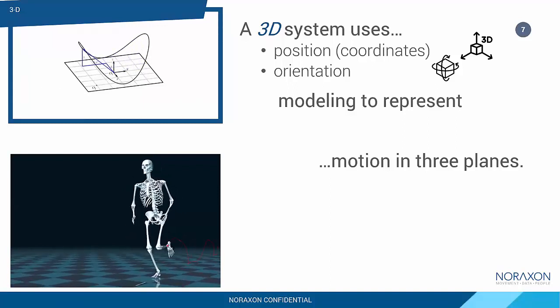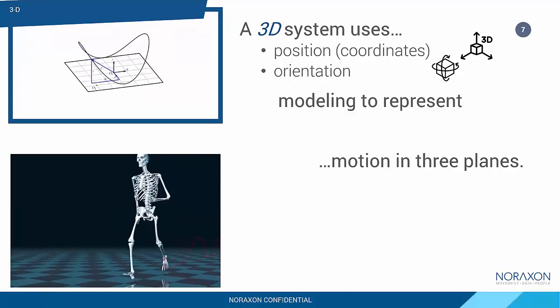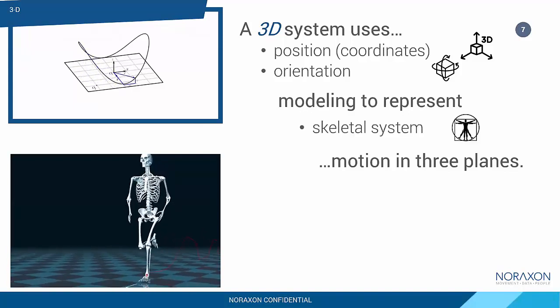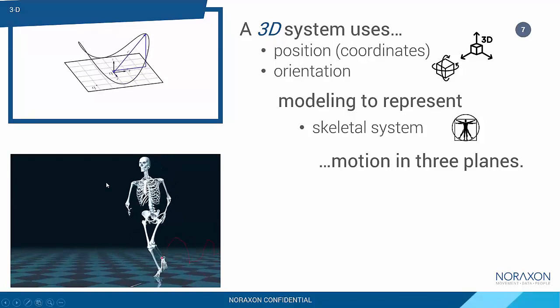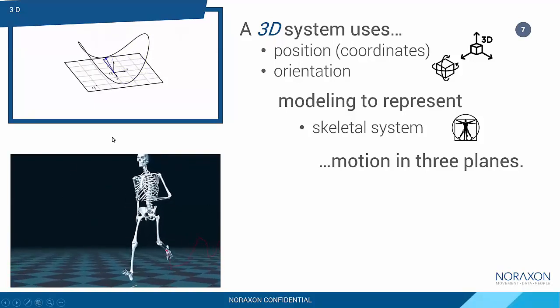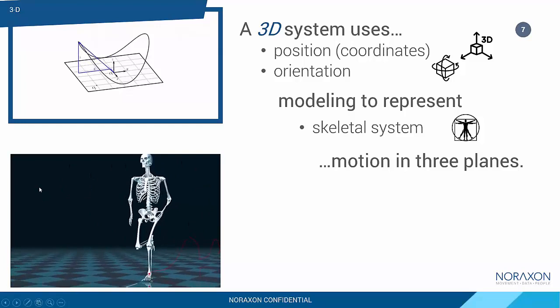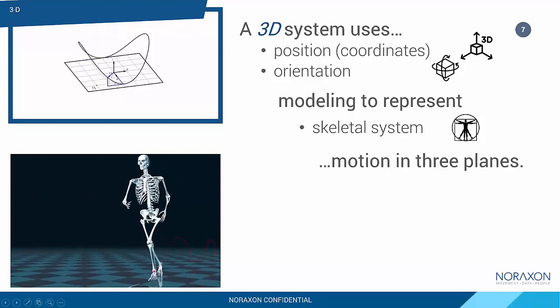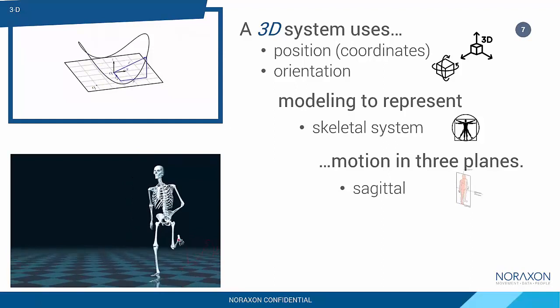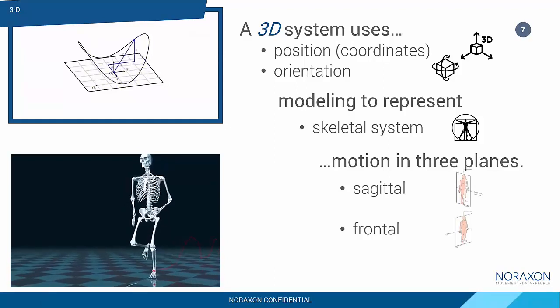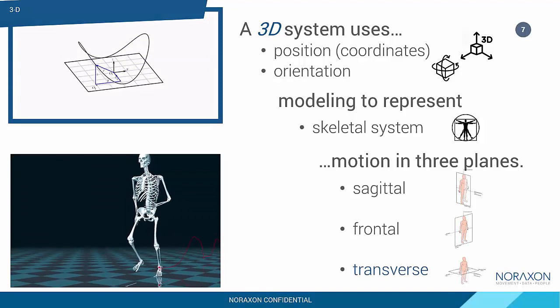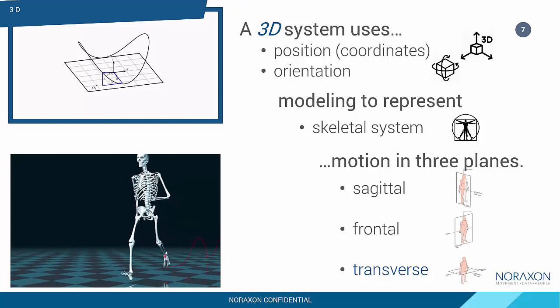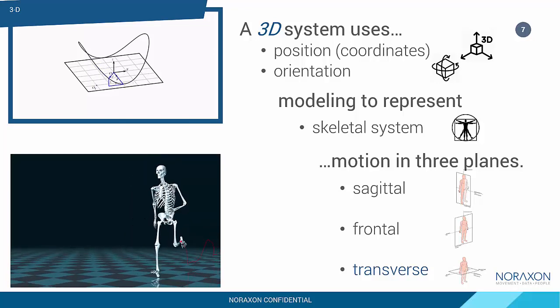Using this information, we can model the skeletal system. So we can look at the depths and the rotations of the human body during movement. And just the same as a 2D system, we're capturing data in the sagittal and frontal planes. But then we also add in the axial plane or the transverse plane. And the depth that we receive from a three-dimensional system allows us to assess and evaluate information within that plane.